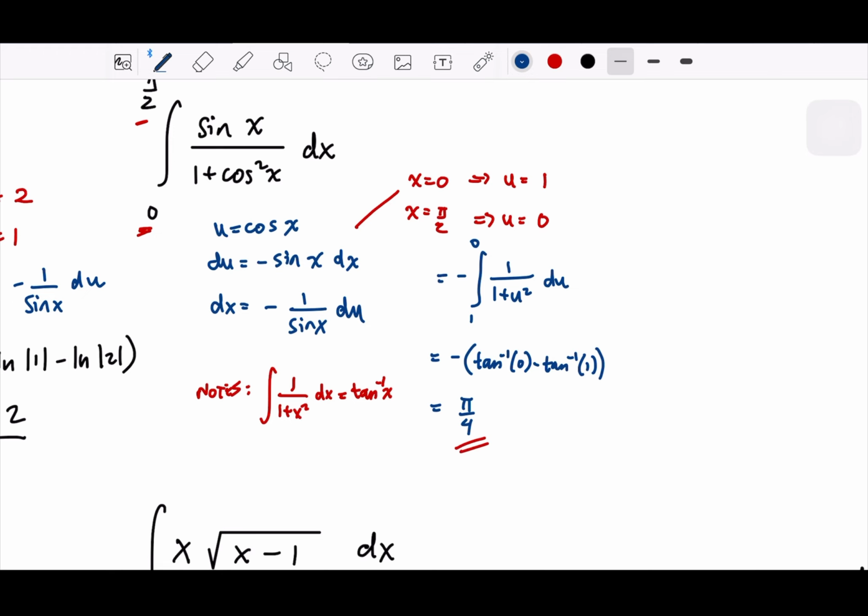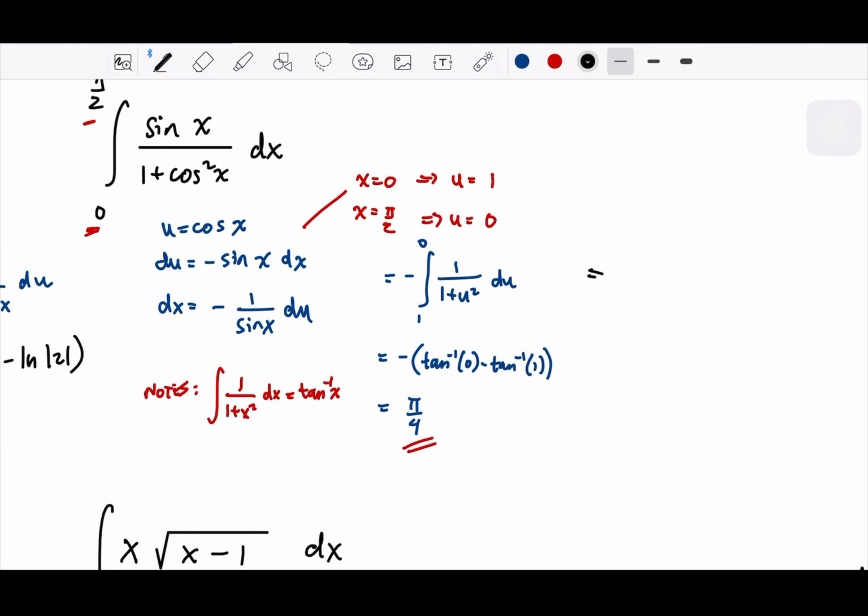Or if you want to avoid the negative, as I mentioned, you can switch 0 and 1 and multiply with negative.